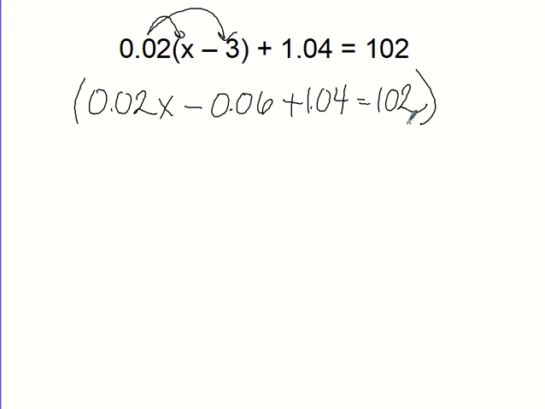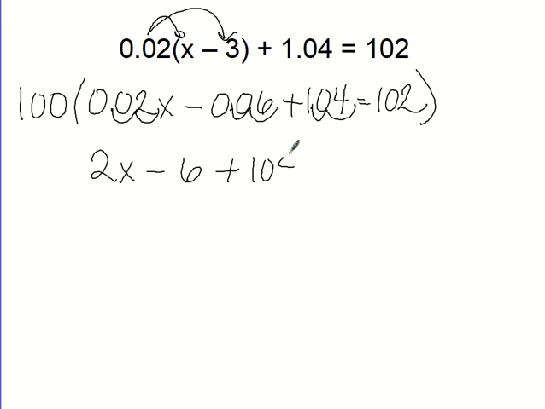So I'm going to times this whole thing by 100. Sorry, I'm questioning the 102. Seems like a very large number to have with these decimals, but we'll go with it. So I move this one twice. I get 2x minus 6 plus 104 equals, the decimals back here, 10,200.